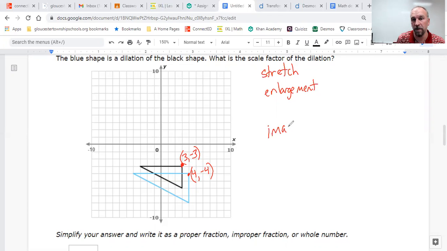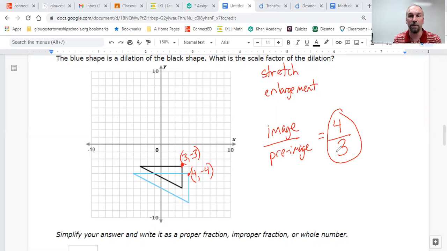So you're going to do the coordinate of the image divided by the coordinate of the pre-image. And the coordinate of the image, I'll do the x's because they're positive, is 4. And the coordinate of the pre-image for x is 3. And 4/3, that's my answer. It doesn't divide. It doesn't simplify. I don't make it a mixed number. I don't make it a decimal. They want a proper fraction, an improper fraction, or a whole number. That's an improper fraction. That's what they want. That's what they've got. 4/3.